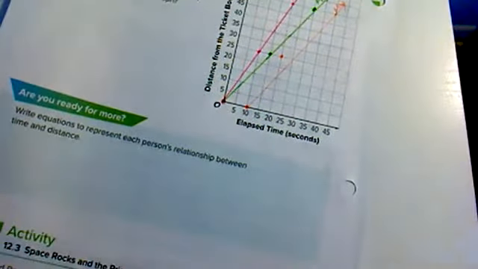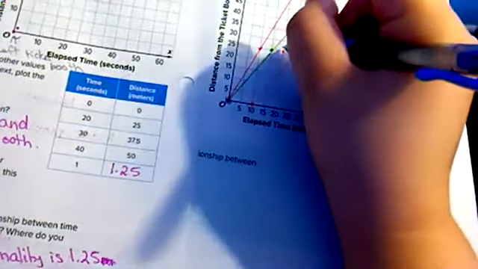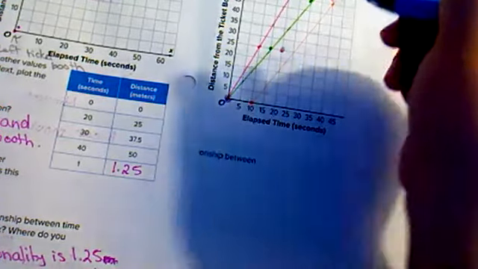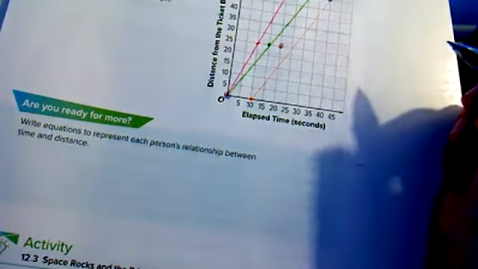All right, and then we're going to add in Tyler's points. So for Tyler, I'm just going to use blue. Tyler was at 0, 0. And then he went 20, 25. And then he went to 40, 50. And then we can just draw our line for Tyler, again, using a straight edge.